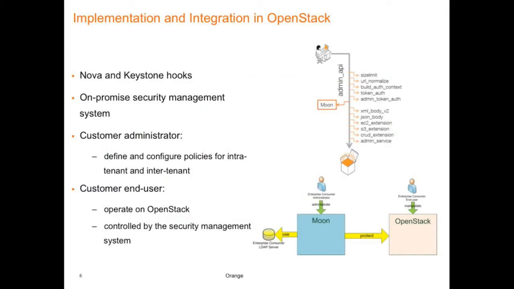For the integration into the current OpenStack platform, we have added a filter in the pipeline of Keystone and Nova. And another important thing, as I explained: one objective for our framework, our management system, is to provide an on-premise security management system which will use some local data of the enterprise client. The second objective is to have a system where the administrator of the customer can configure and define their policies through the graphic interface I've explained. The third thing is that when the end users of the customer use their systems, they are protected by these security management systems.